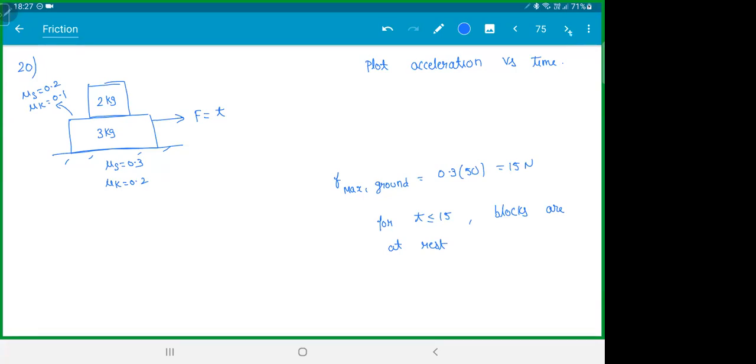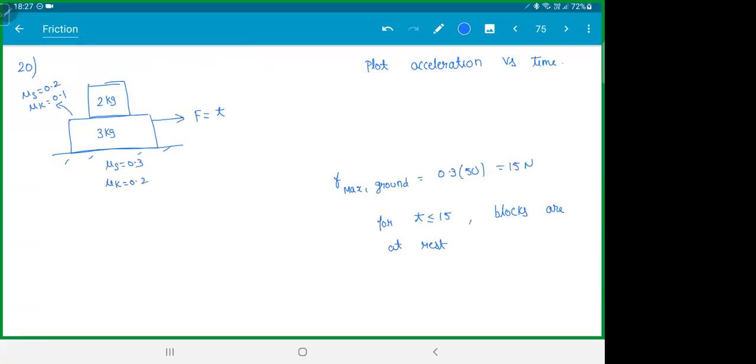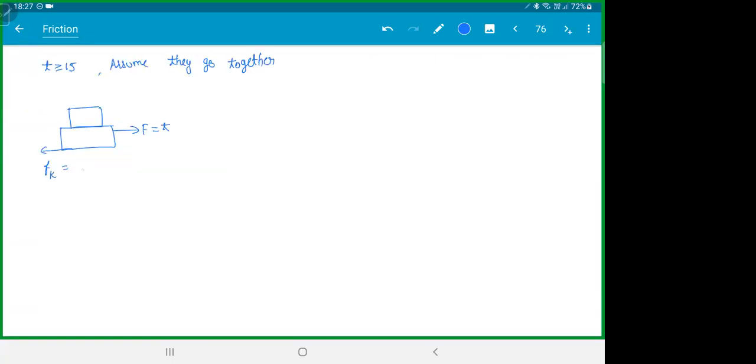Then we start like this. Assume for t greater than 15 seconds they go together. Now be careful, friction on the ground will be Fk, because the moment you said they're going together, the friction on the ground has crossed its limit. You are slipping now. If you're slipping, friction will be maximum. So this would be mu k into the total normal reaction, which is 0.2 into 50. This would be 10 newtons. So you have to be careful. F is not 15.